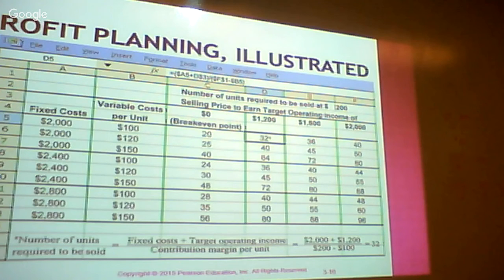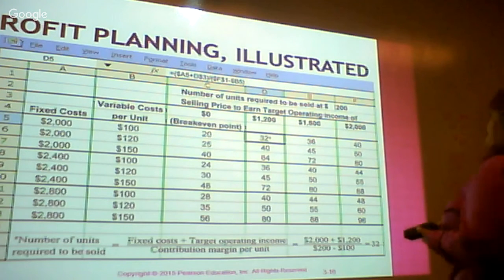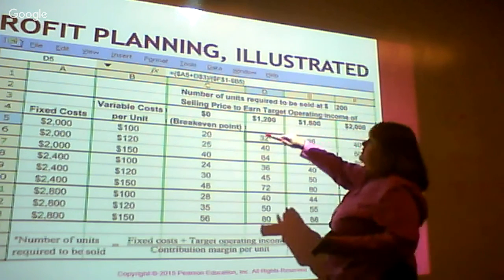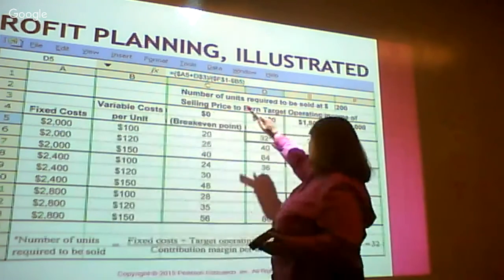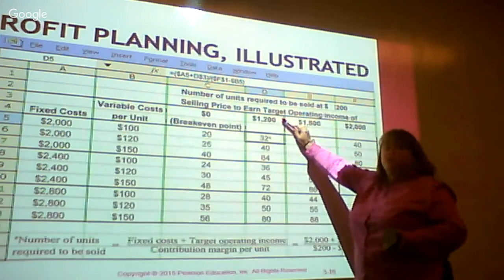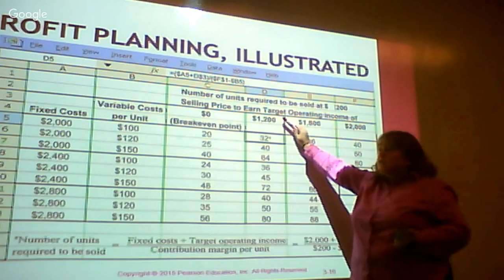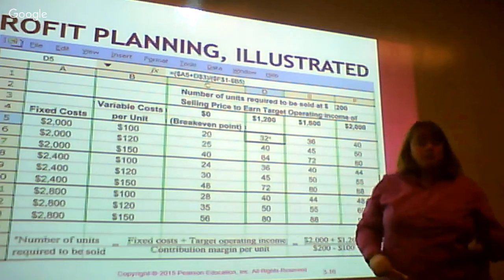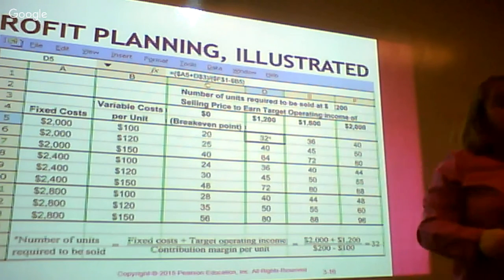Now, to get this 32, how did they do that? They took the 2,000 plus the 1,200, because that's how much I want to have as my profit. So that's 3,200, and then I take the 3,200 divided by the contribution margin, which for the first one would be 100.